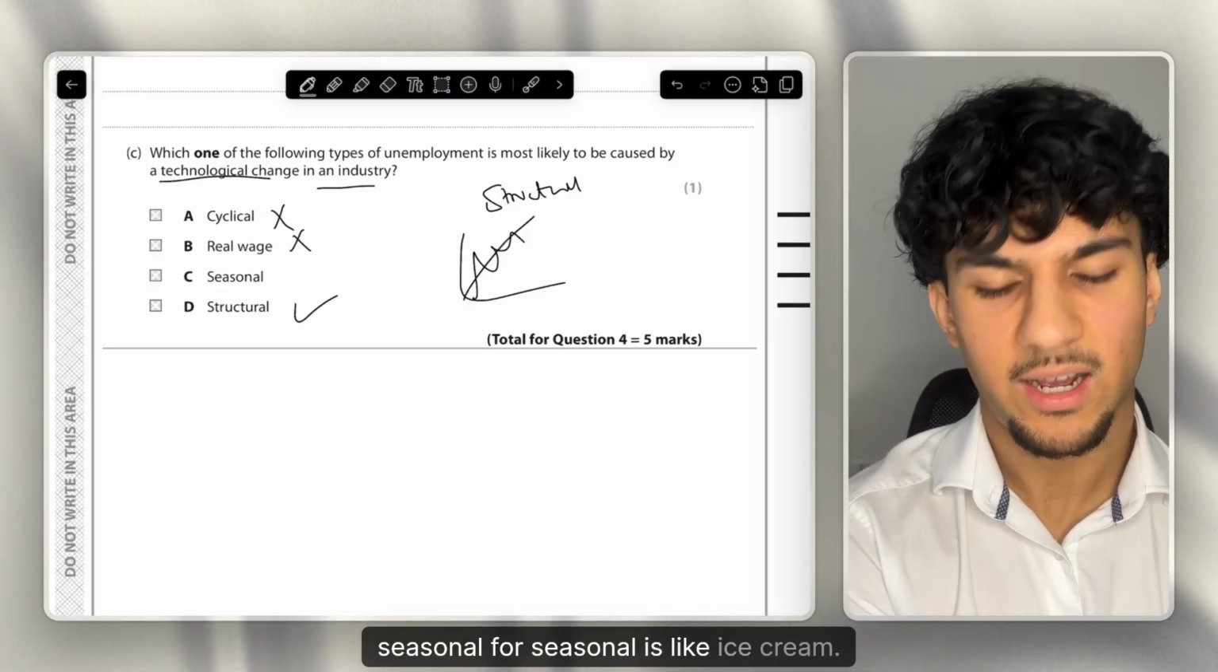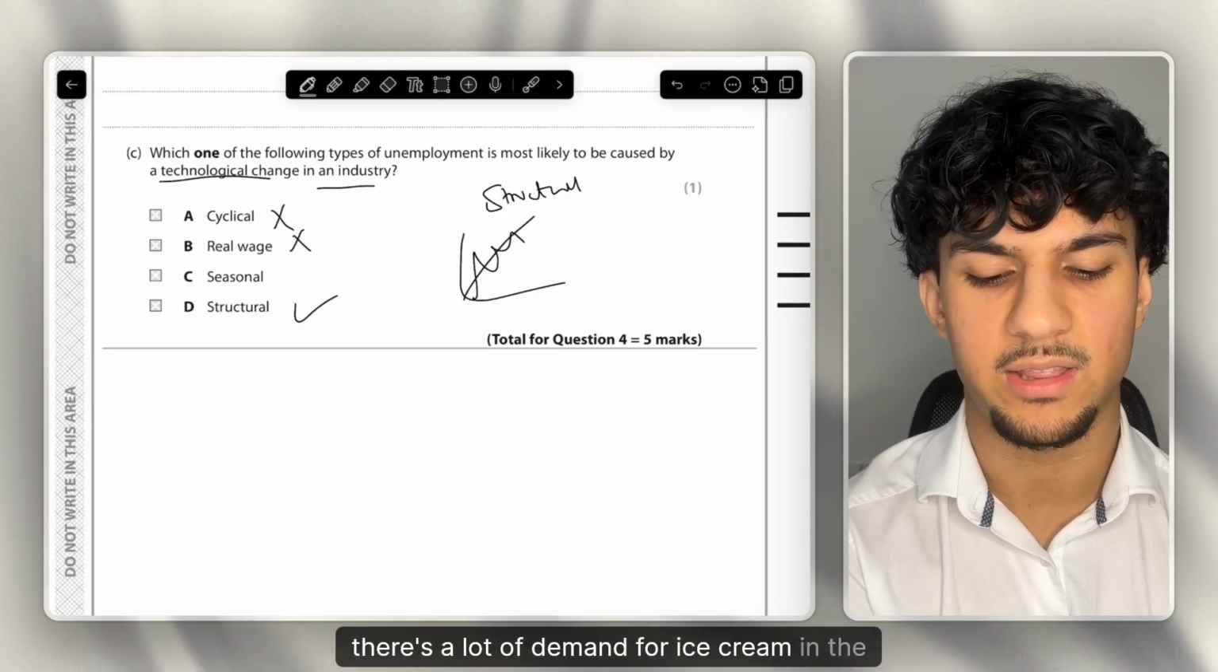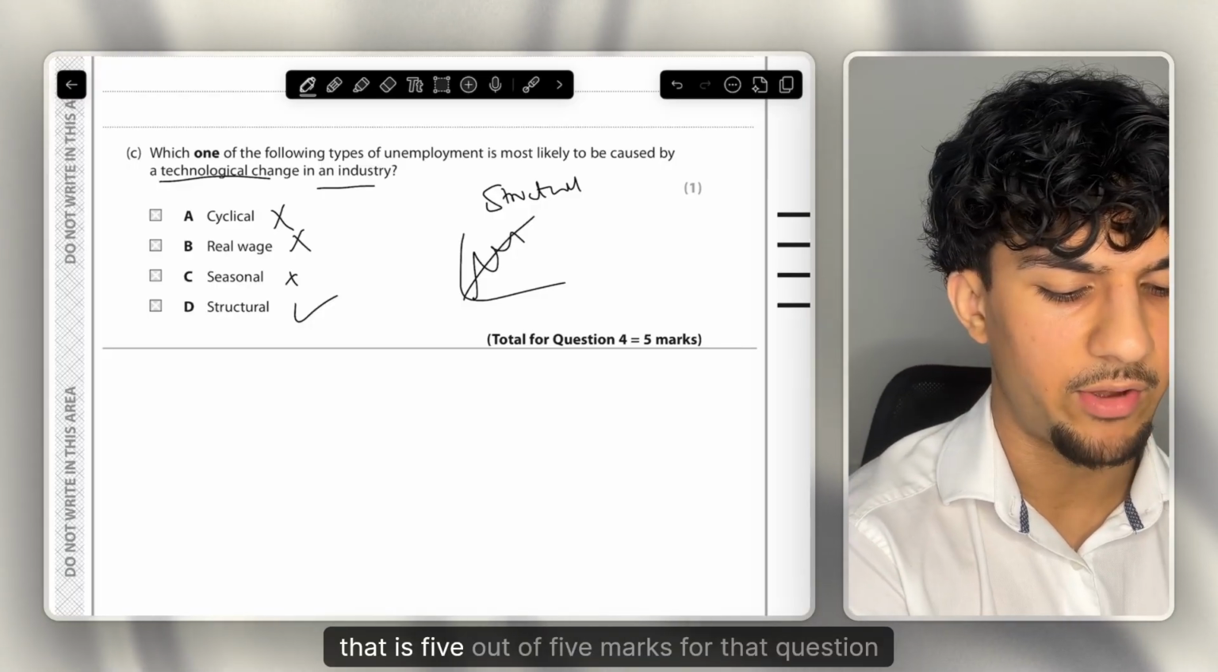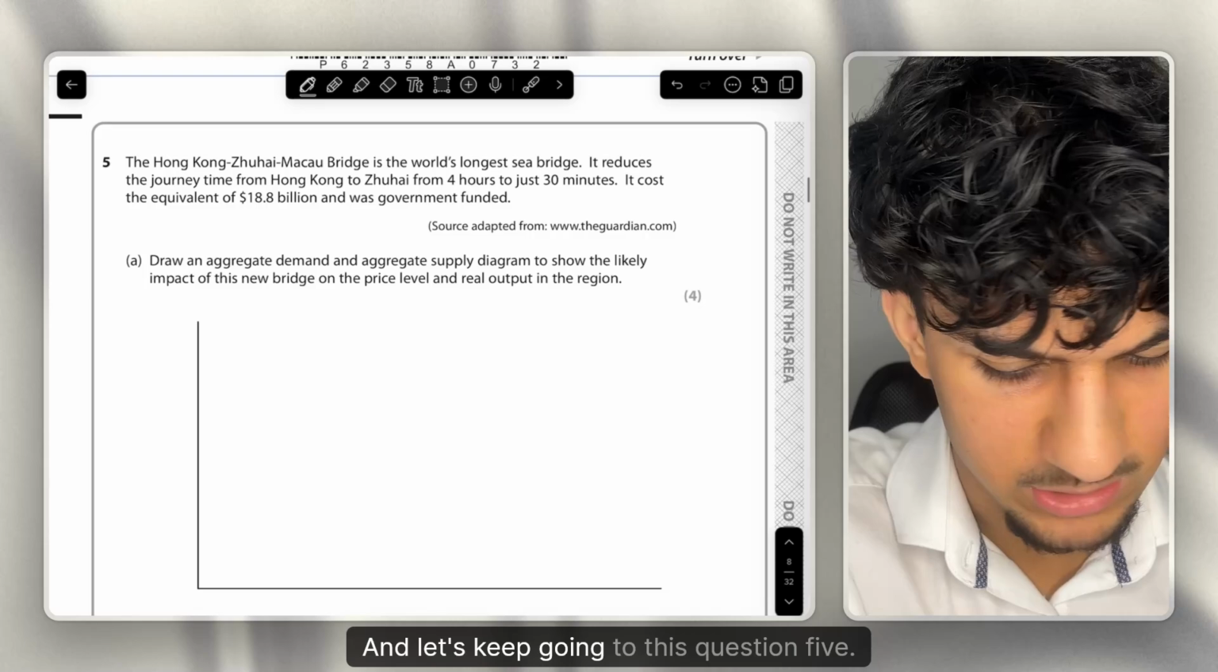Of course, seasonal is like ice cream. There's a lot of demand for ice cream in the summer, not much in the winter, thus it varies the level of employment. But yeah, that is 5 out of 5 marks for that question 4. And let's keep going to this question 5.